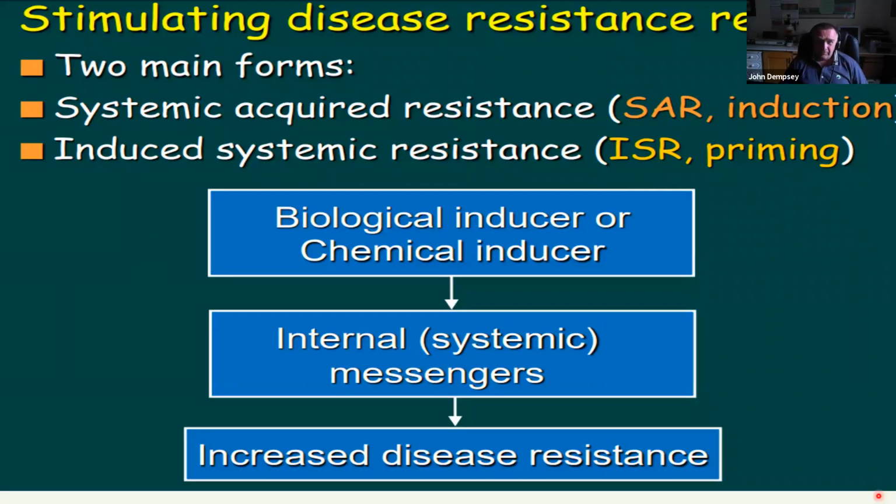And basically, they're pretty similar, really. They rely on biological or chemical factors to induce these responses, and then internal messenger systems in the plant will travel through, and it will lead to increased resistance throughout the whole plant, basically.